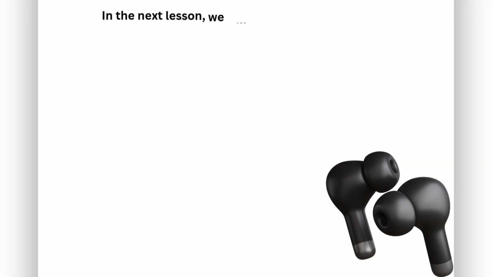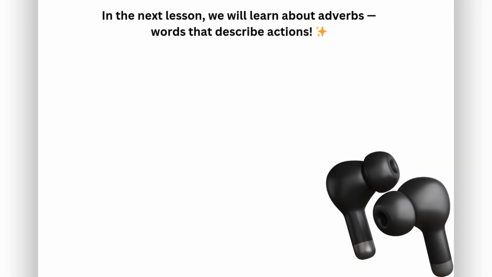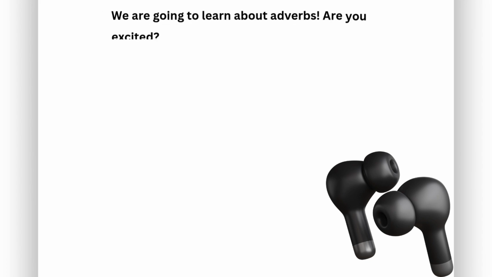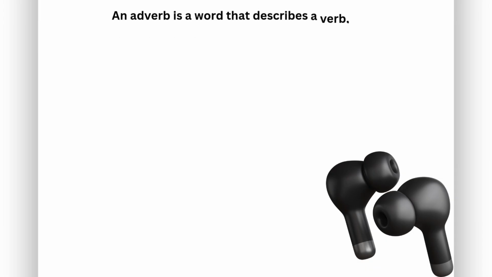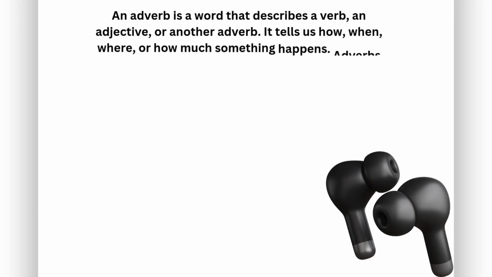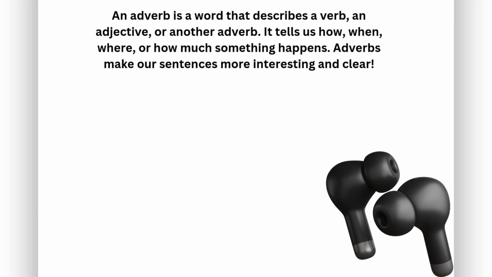In the next lesson, we will learn about adverbs, words that describe actions. We are going to learn about adverbs. Are you excited? Let's start. So, what is an adverb? An adverb is a word that describes a verb, an adjective, or another adverb. It tells us how, when, where, or how much something happens. Adverbs make our sentences more interesting and clear.